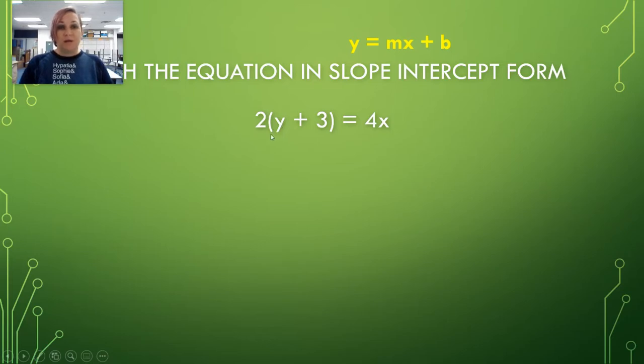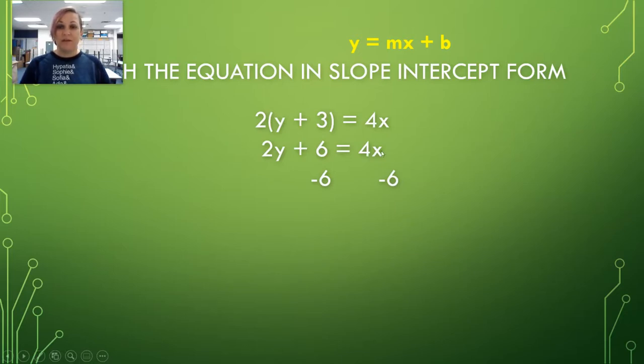In this problem, on the side where the letter y is, I have parentheses. So I'm going to start by distributing. Now I have a 2 that's being multiplied with the y, and I have a 6 that's being added with the y. When given the choice between moving multiplication and addition, you should always move your addition first. So the first thing I'm going to move is the plus 6, and I'm going to move that by subtracting 6.